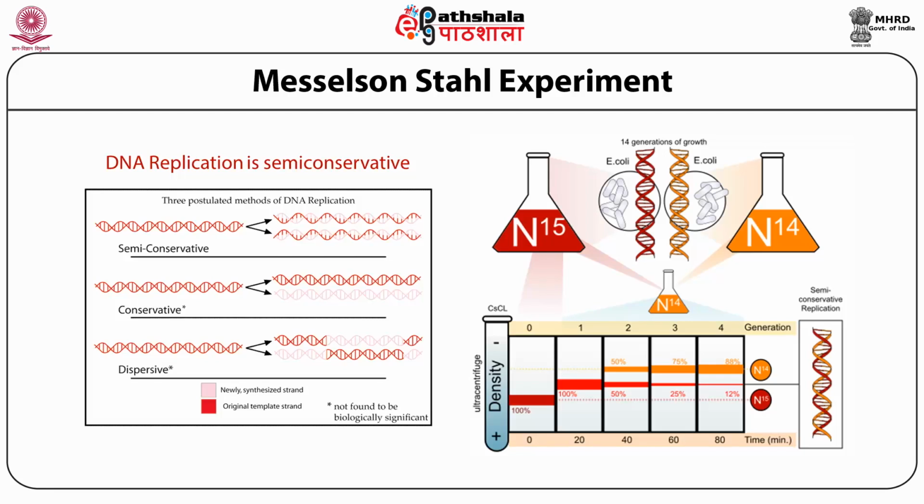Why? Because if the conservative model was present, then in the first generation you would have seen two bands, one corresponding to N14 and one corresponding to N15. And if the dispersive model were true, in all generations you would have seen a mixture of N15 and N14. However, this mixture which you see in the first generation, followed by the pure N14 populations which come up in the second and third generation, shows that DNA replication is semi-conservative.